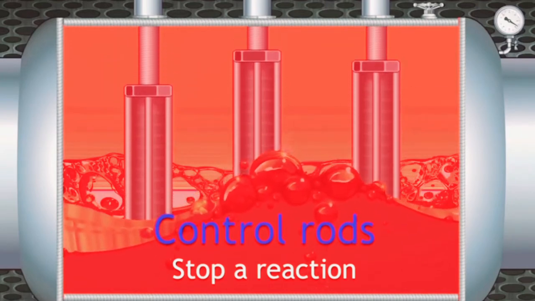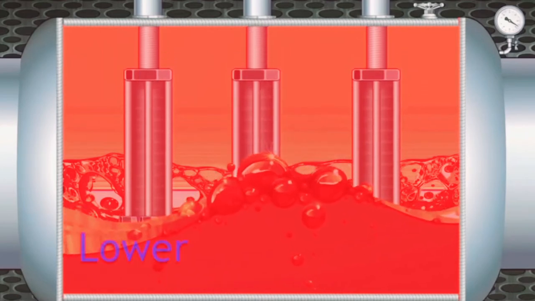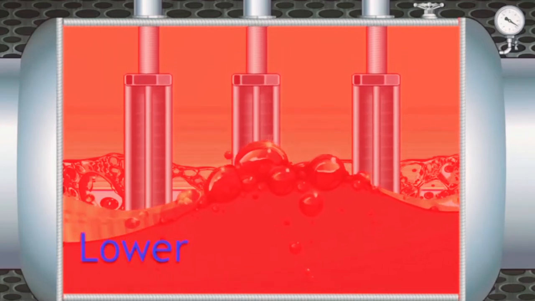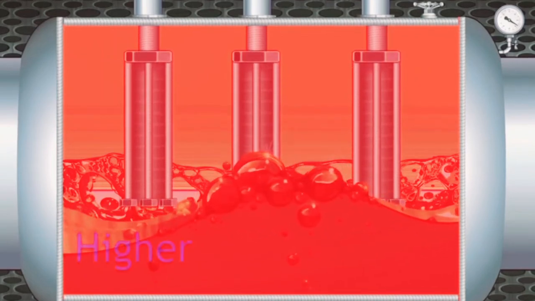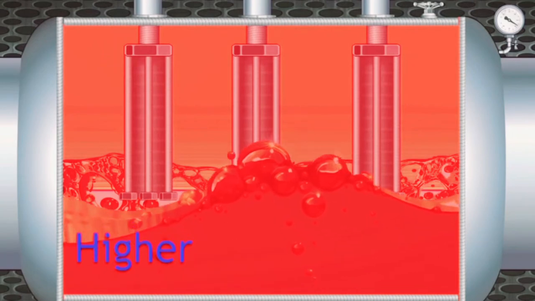During normal operation, they are raised and lowered accordingly to vary power output. The lower they are, the lower the rate of reaction, which means a smaller output. The higher they are, the higher the rate of reaction, which means a greater output.